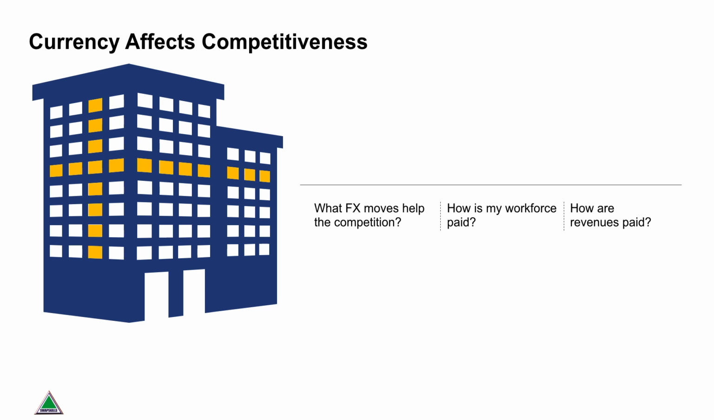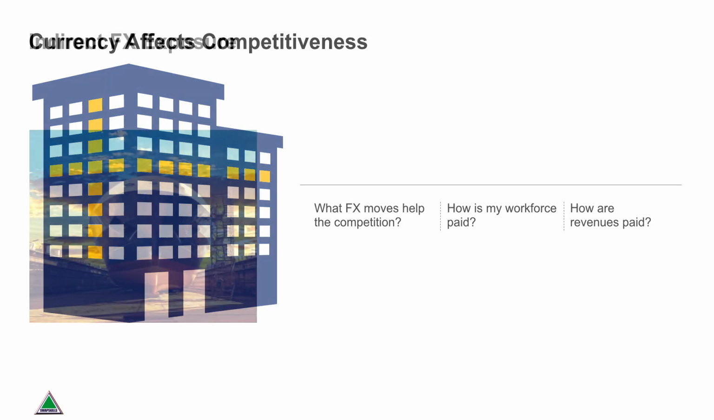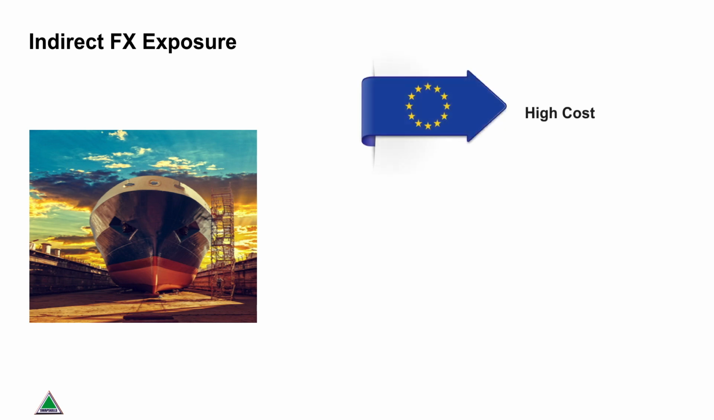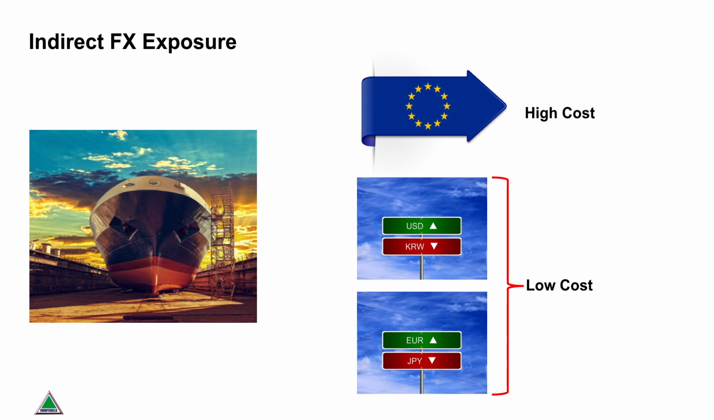Indirect FX exposure is how currency movements help or hinder my commercial competition. Shipbuilding is a good part of this. A good example, most shipbuilders are paid in dollars. Now, if you look at shipbuilders, what if you're a shipbuilder based in Germany with costs in euros? Your key competitors in Asia, in Korea, Japan and China might see their currencies decline. That means it's cheaper for them to pay their workers, so they can afford to quote more competitively for their contracts. So you've got a bit of a problem.